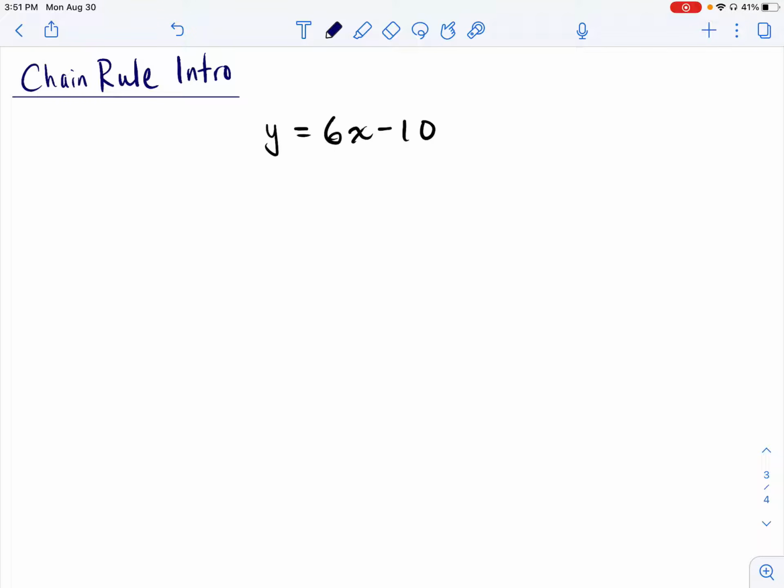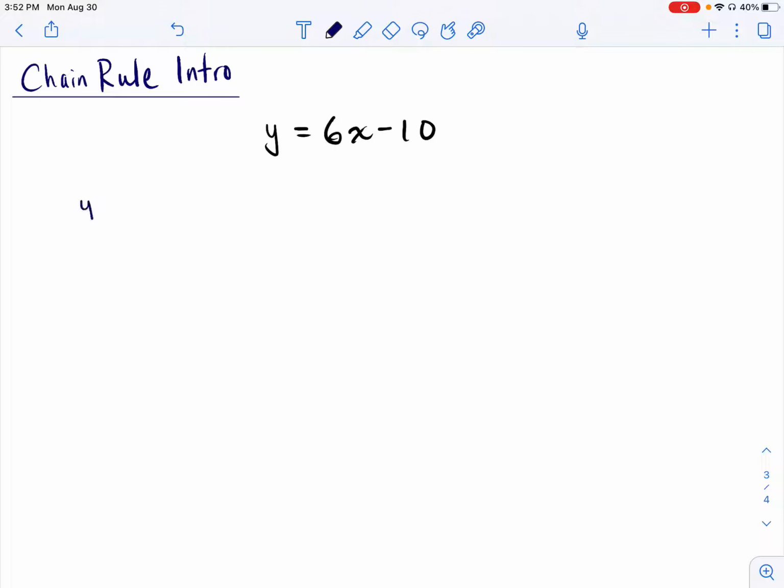So after introducing the chain rule, I want to do a couple of practice problems to give you a good sense of how this rule actually works in action. So suppose we had the function y equals 6x minus 10. Just consider this function here. The first thing we notice is that we could probably write this function as a composition function, that is, a function that is made up of another function. So let me actually just do that.